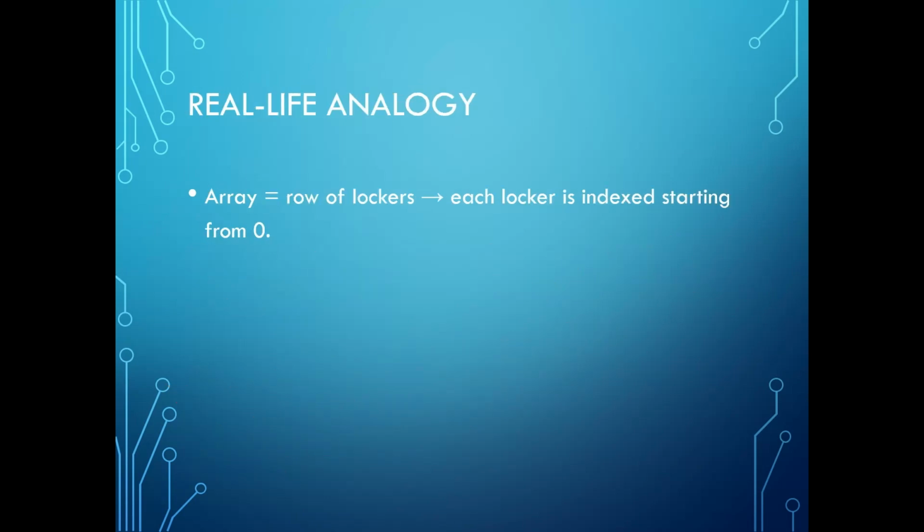An array is like a row of lockers, a real-life analogy we are seeing here. Each locker has a number, which is the index, and each locker holds an element. So items are stored next to each other. You can implement this real-life picture in your code as well.